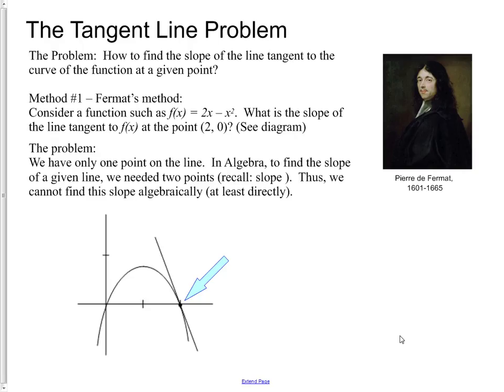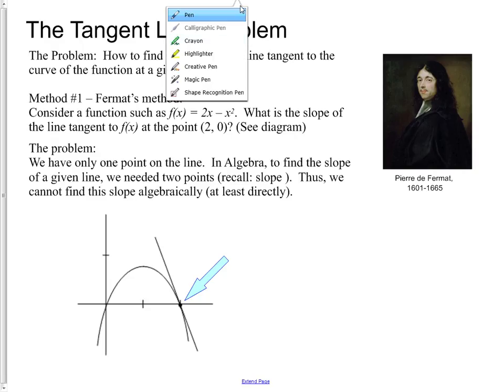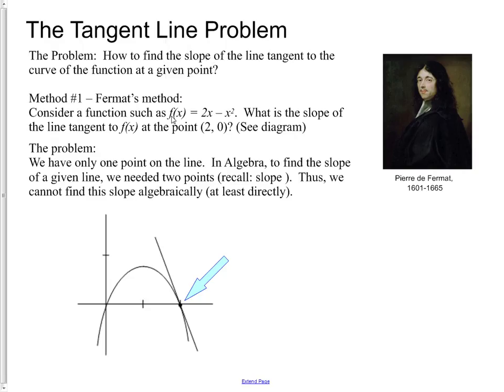Now, there are a number of ways around this, but I'm going to talk about the one by Pierre de Fermat. Fermat's method went kind of like this. He said, let's consider a function such as f of x equals 2x minus x squared. Let me highlight this here. This is our function right here. We've got 2x minus x squared.